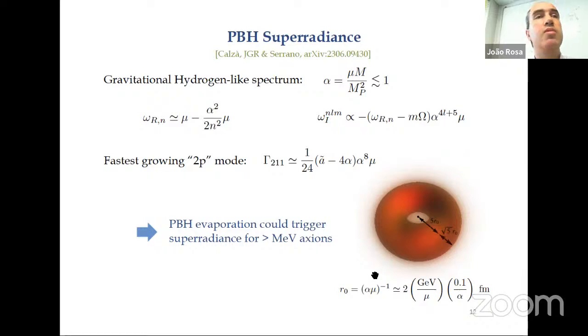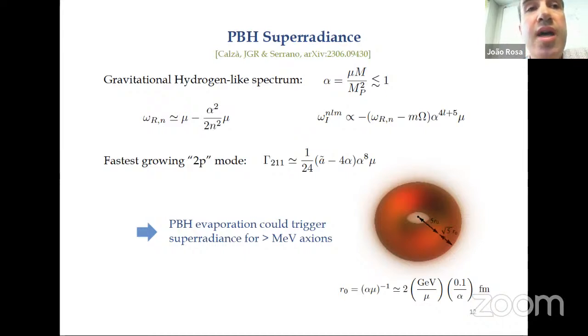And the idea that we explored with Marco Calza and Felipe Serrano was that, okay, in the axiverse, the black holes can start with a very low spin, so no superradiance, but then evaporation will make them spin up. So this, in principle, could trigger superradiance. But it can't trigger superradiance for very light axions, simply because of this large power of alpha. So if you have a very light axion, mu is very small, alpha is going to be very small, and this process is too slow. It means that superradiance would only make these clouds grow on time scales longer than the age of the universe.